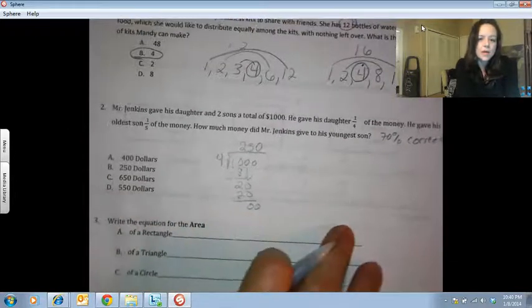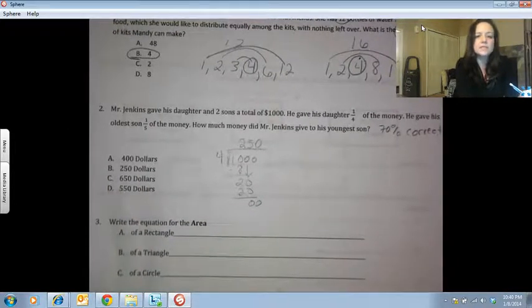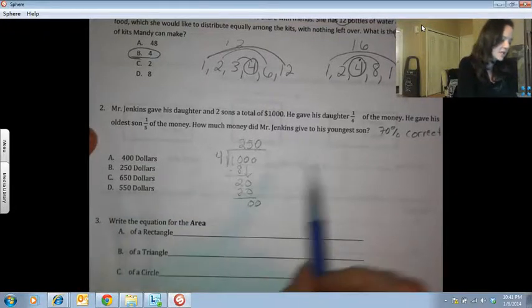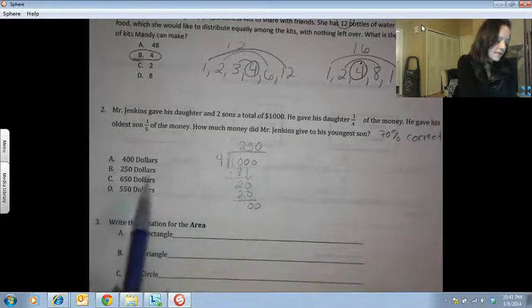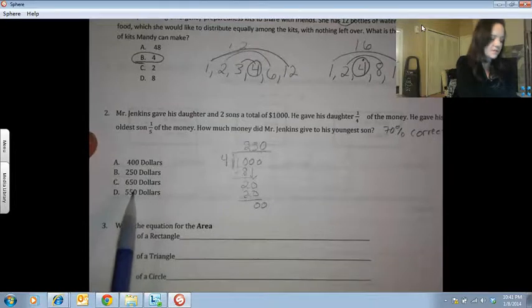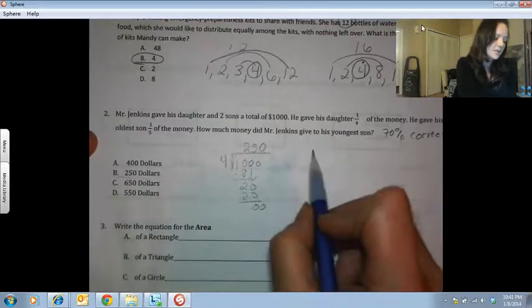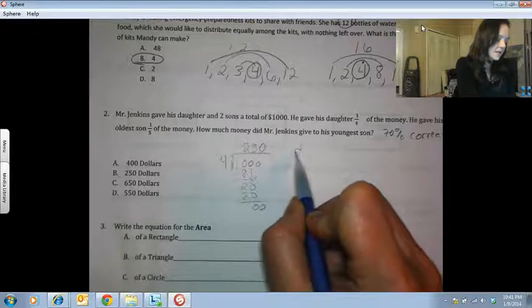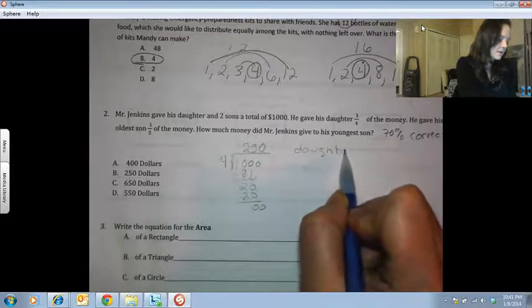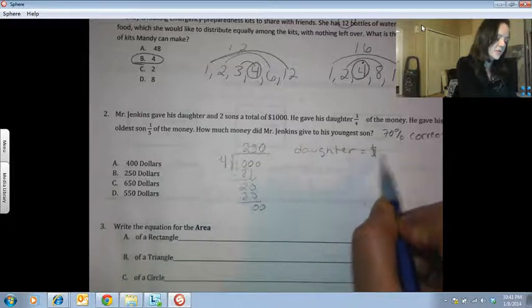Okay, so 250. So if we break 1,000 up into pieces of 250, there would be 4 of them in $1,000, right? So his daughter gets $250. So don't get confused and think that it's going to be that answer of $250, but let's just go ahead and mark this down so we know how much she got. So the daughter received $250.